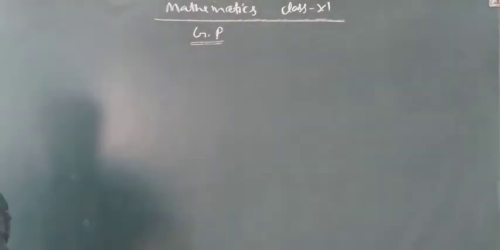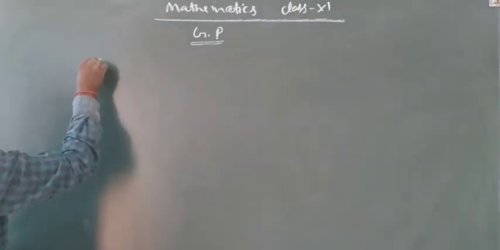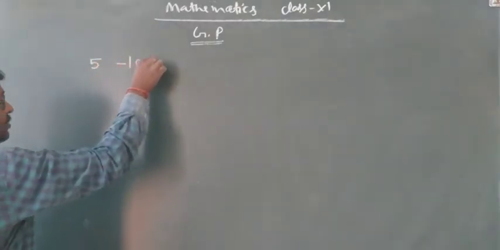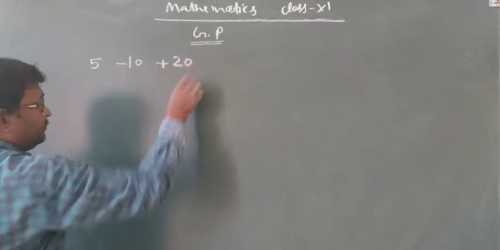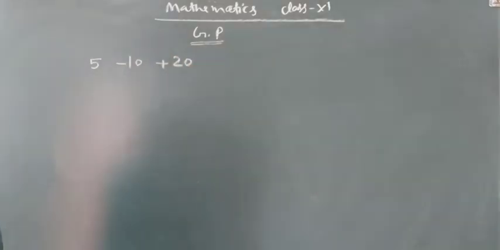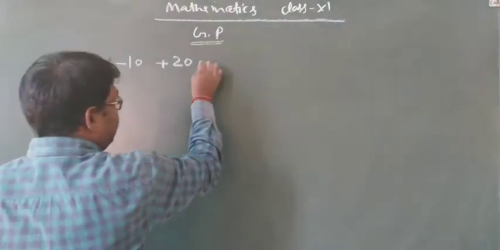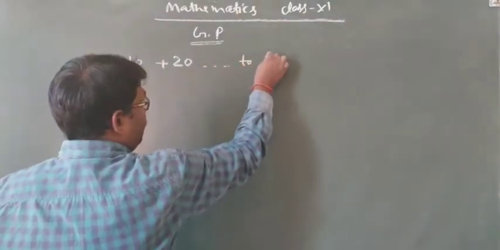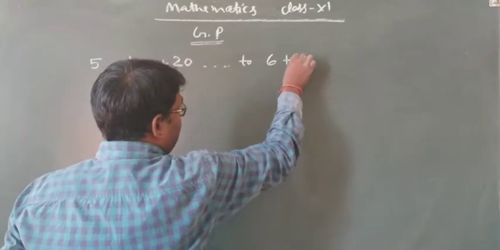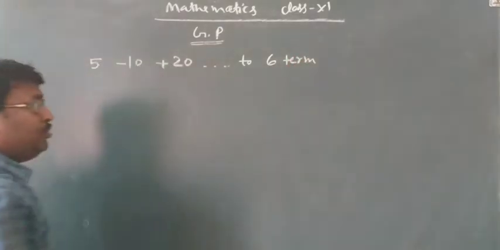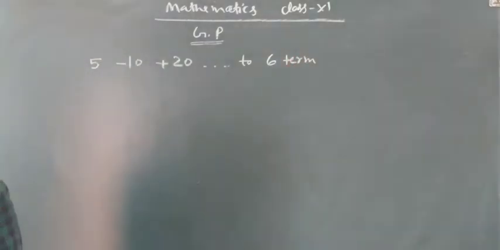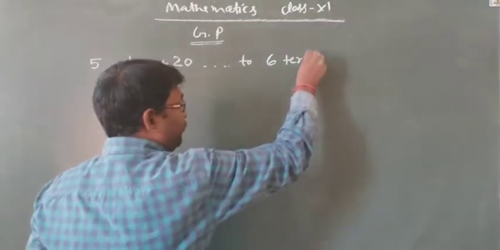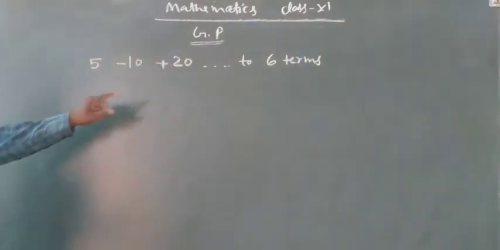The series is 5 minus 10 plus 20 plus 20, up to 6 terms. You have to find the summation of this series up to 6 terms.